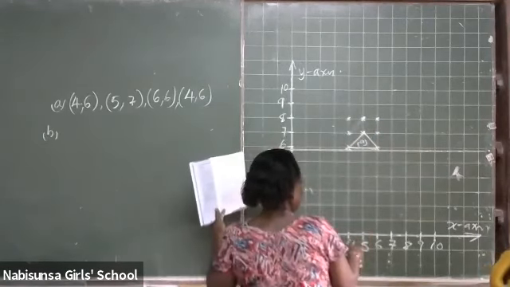Good. Then from 4, 8 to 4, 7. Which one is the third point? 4, 7 is here. And then from 4, 7, 5, 8. From 5, 8, 6, 8. From 6, 8, 6, 7. From 6, 7, 5, 8. So that is the second.